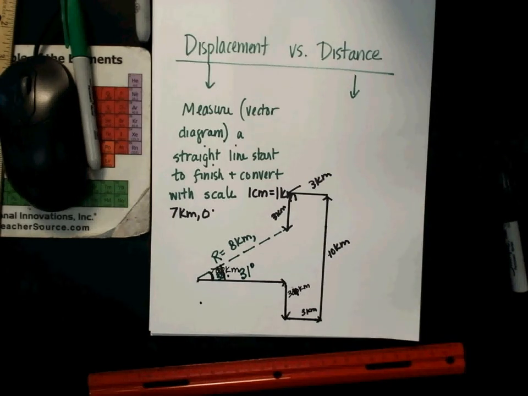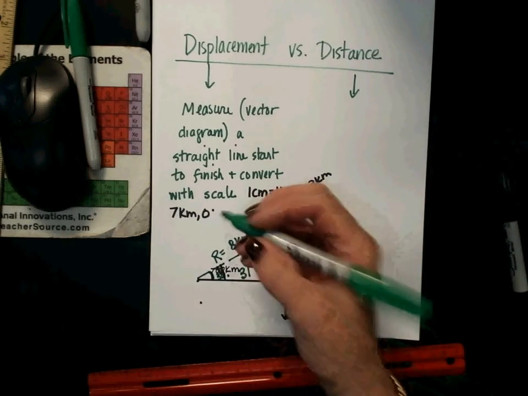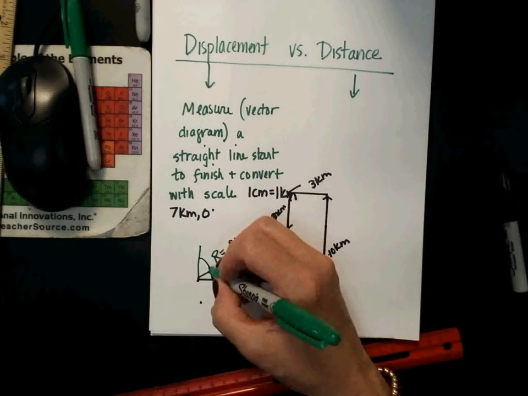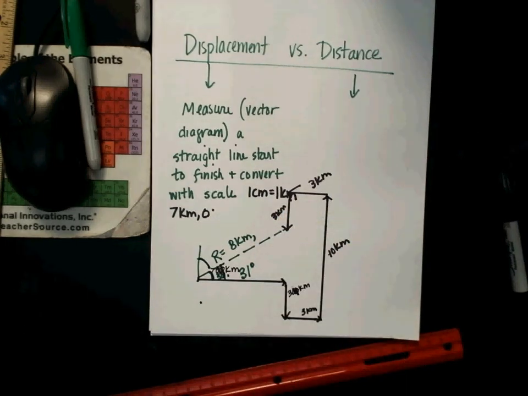Could I also say 8 kilometers northeast? Actually, I would say 8 kilometers north of east would be the best way to say that if I wanted to say direction. Does that make sense to everybody? If I wanted to say east of north, I'd have to subtract this from 90. Does that make sense to everybody? Because 90 is up here. If I wanted to know this angle, I would have to subtract 31 from 90, and then I could say east of north.